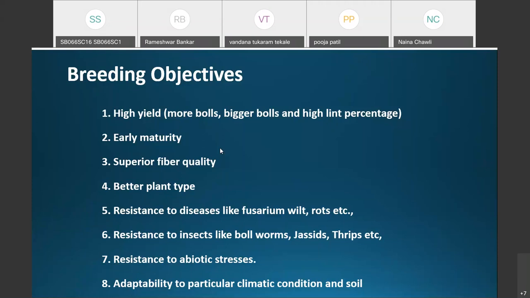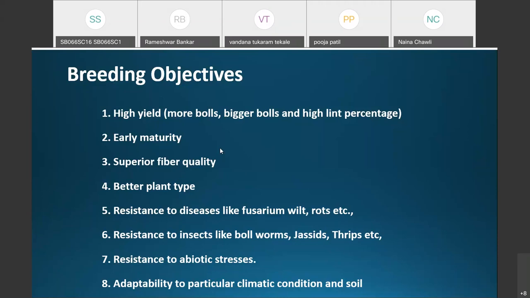Then the second objective is early maturity. Third one, superior fiber quality. Fourth one is a better plant type. Then the variety developed by the breeding program in cotton must be resistant to diseases like fusarium wilt and rots, etc. Or it may be done to develop resistance to different types of insects like bollworms, jassids and thrips. Then it is generally done to improve resistance to abiotic stresses, due to stresses in environmental conditions. And another objective of breeding in cotton is adaptability to particular climatic conditions and soils. These are the different breeding objectives.